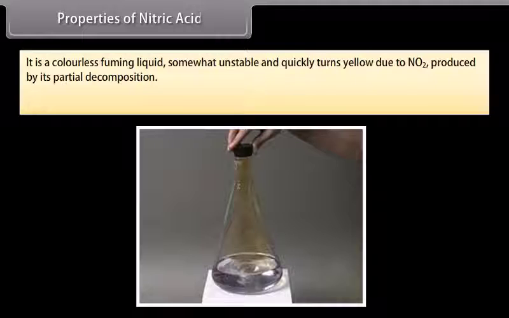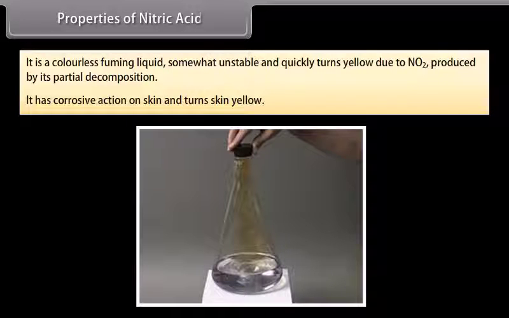Properties of nitric acid. It is a colorless fuming liquid, somewhat unstable, and quickly turns yellow due to NO2 produced by its partial decomposition. It has corrosive action on skin and turns the skin yellow.